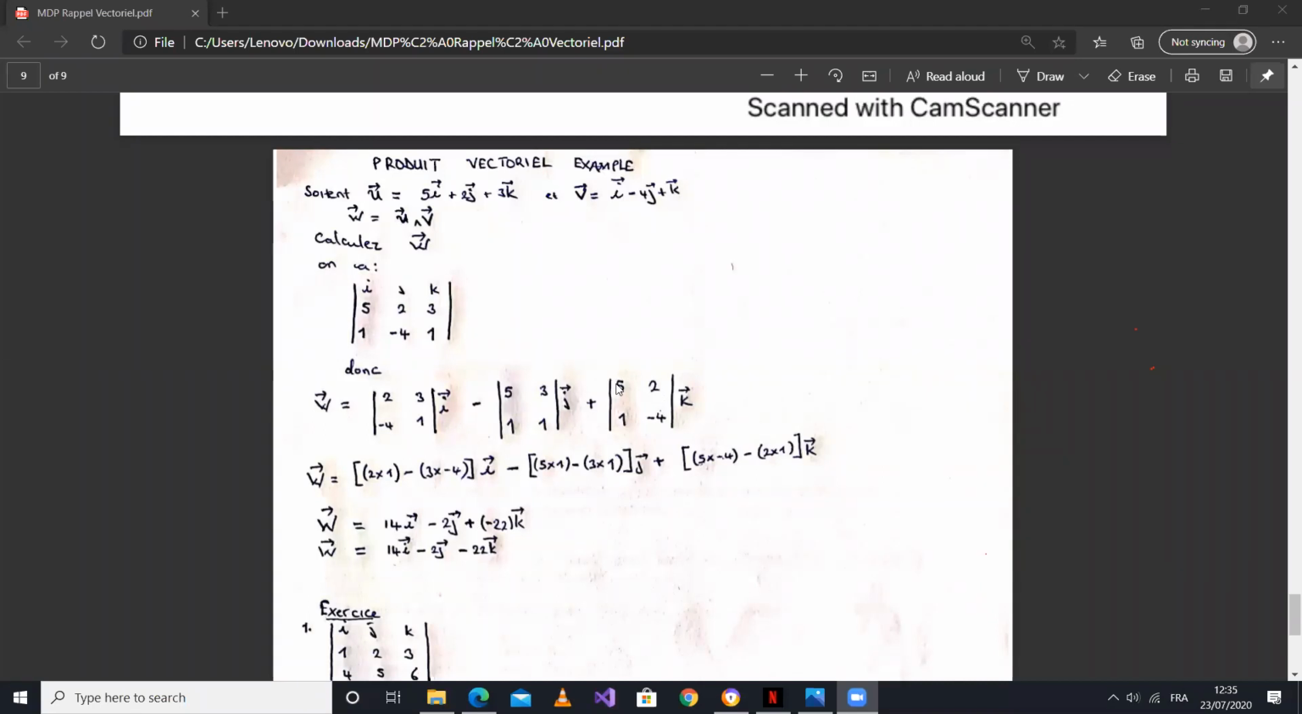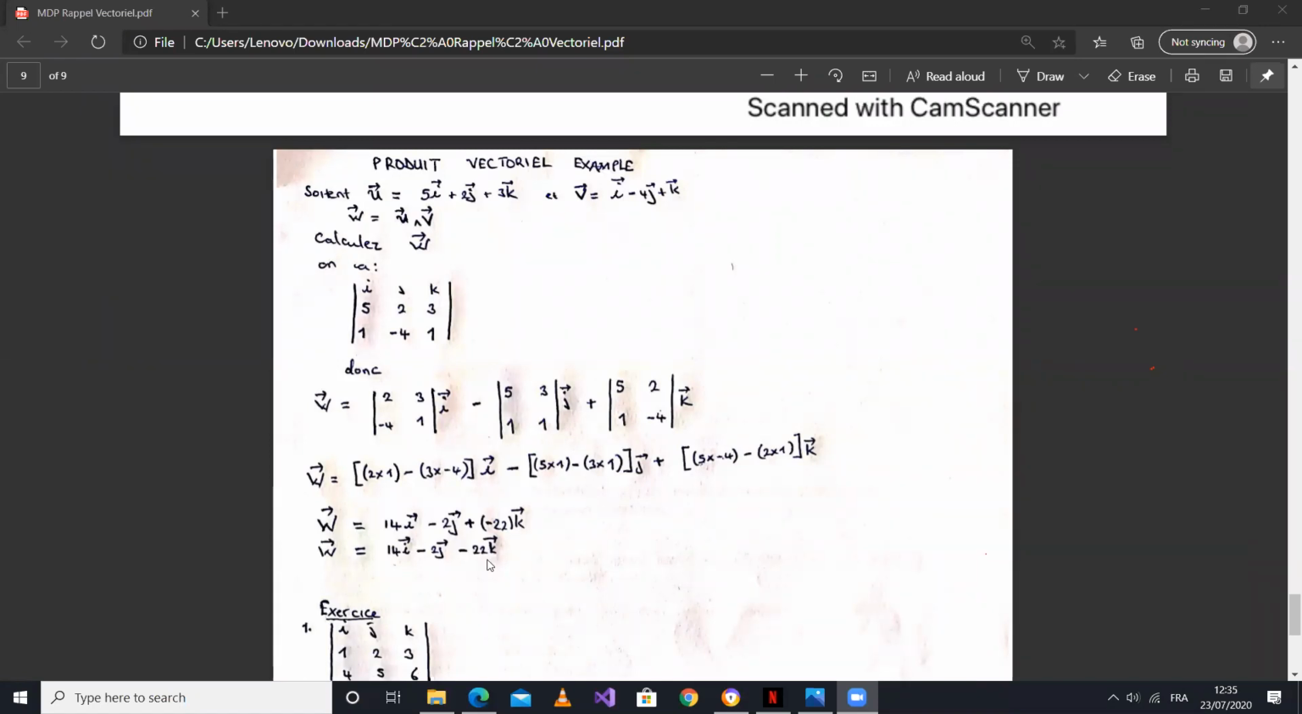Still the same rule, major diagonal minus minor diagonal. 5 times 4 is minus 20, minus 2 times 1, which is 2. So we have minus 20 minus 2, that's minus 22k. So we have 14i minus 2j minus 22k.